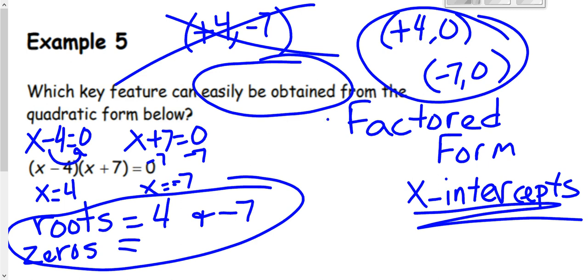So when it's in factored form, and I know there's a test question on this, you're looking for your x-intercepts or your roots or your zeros, and you're just taking the opposite signs.